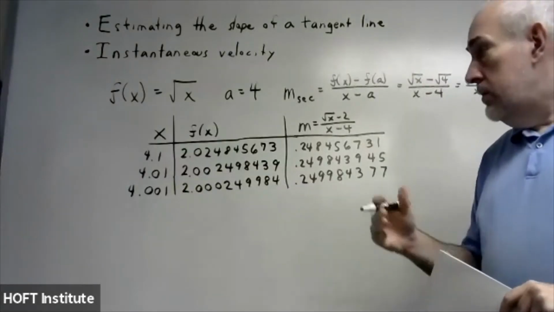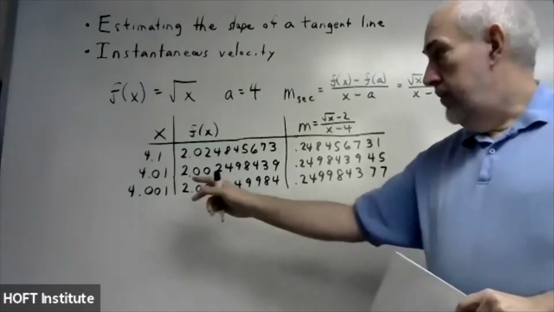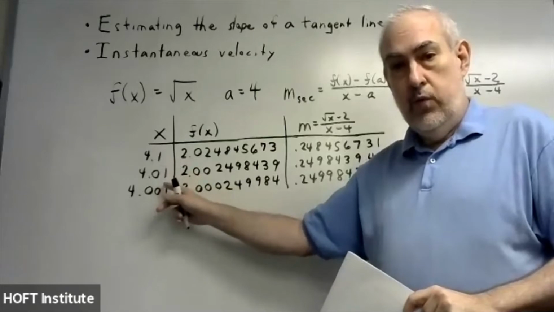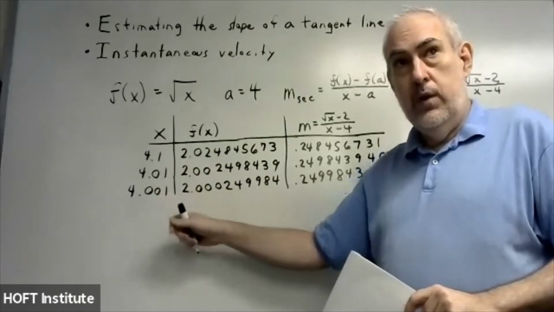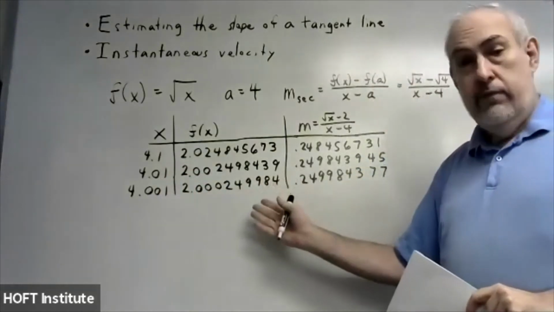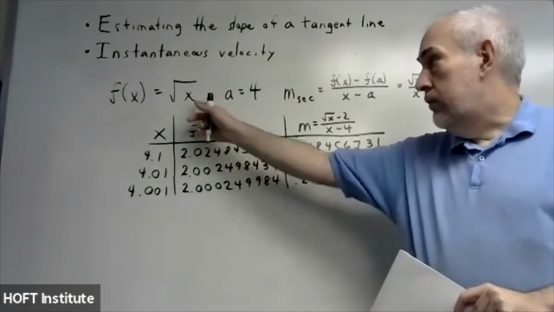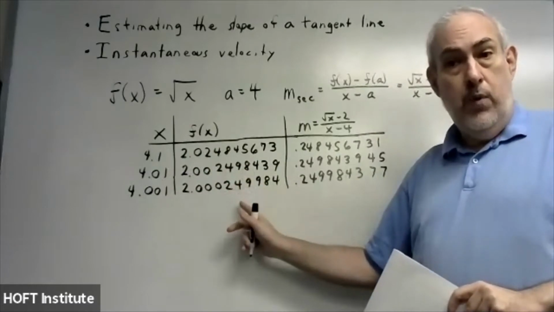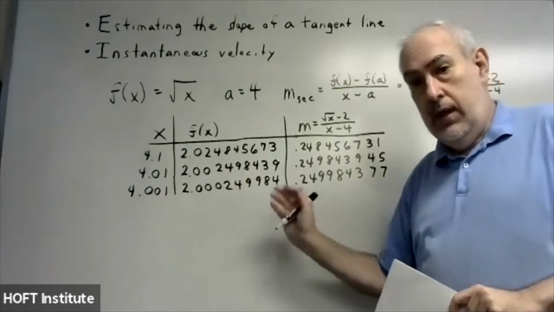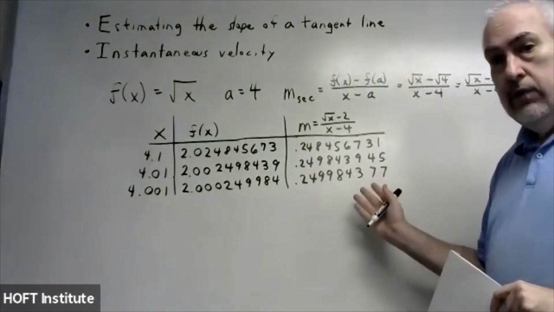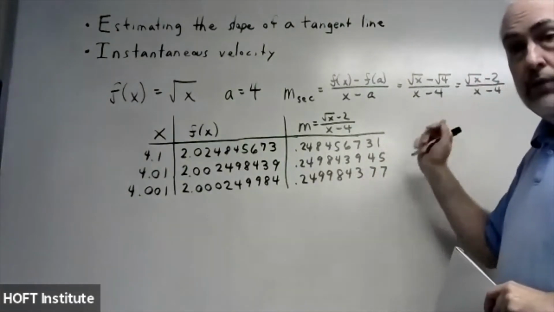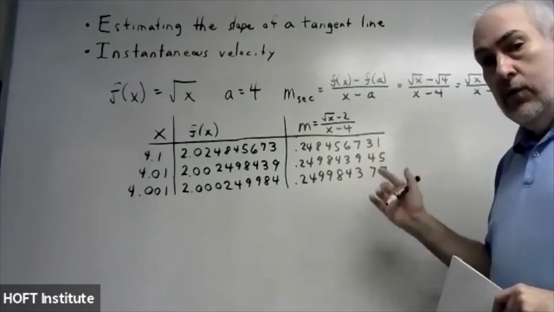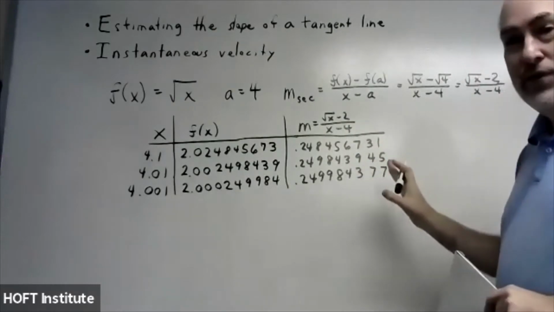Okay, so here we have the values of x getting closer and closer to 4, starting off at 4.1, 4.01, 4.001. And here we have the value of f of x. That's the square root of x. This is the square root of 4.1, square root of 4.01, square root of 4.001. And here we have calculated the slope using this simplified formula for the slope that we got, square root of x minus 2 over x minus 4. Of course, using a calculator, I calculated all these values.